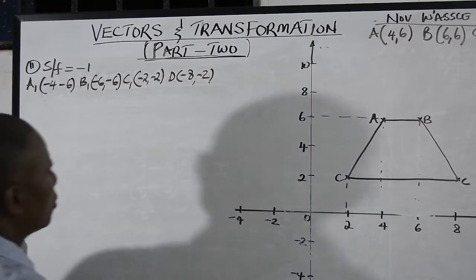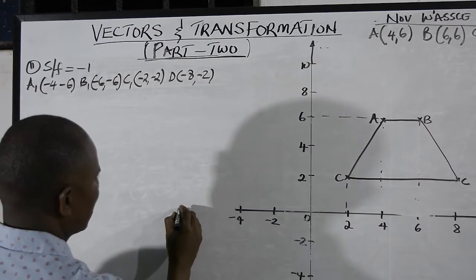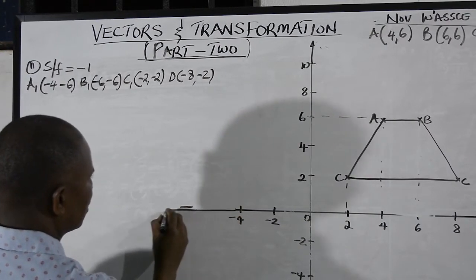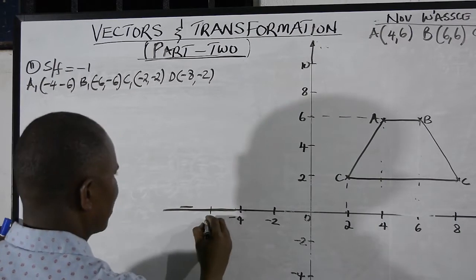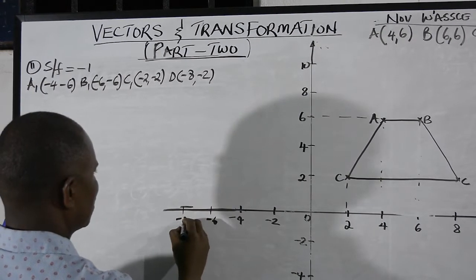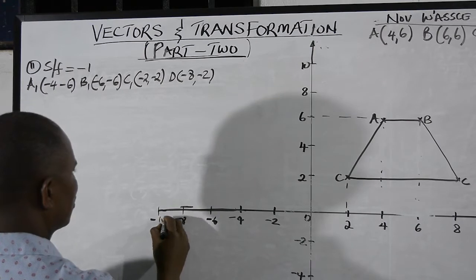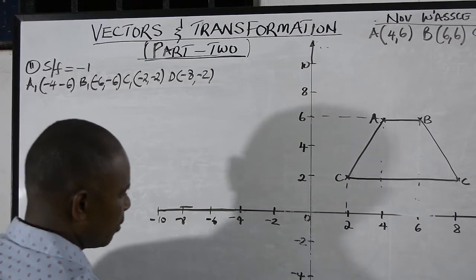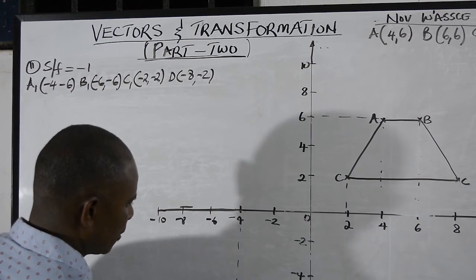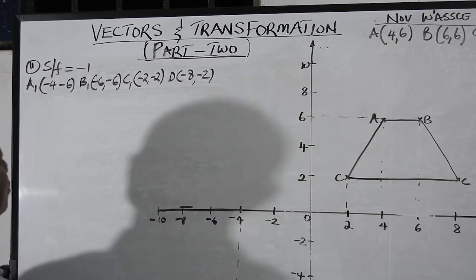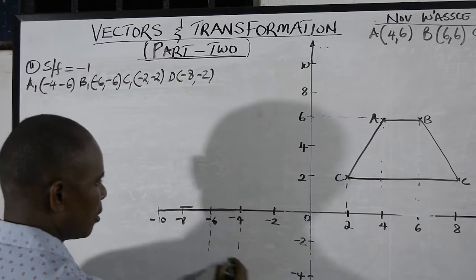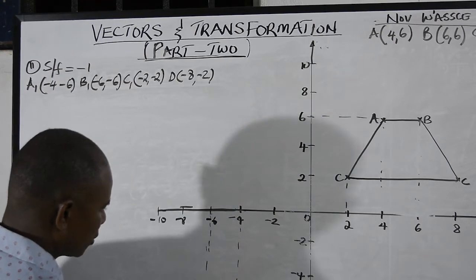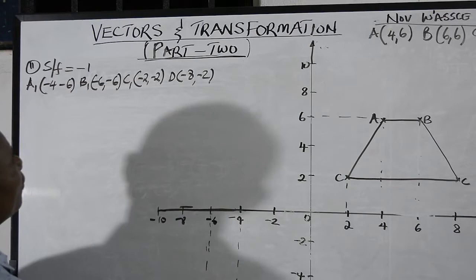We need to draw, so I can extend this line here because I need more coordinates in this area. I have -6, -8, then -10 in that order. Now I have -4, -6. This is -4, -6, which is here. This is A1. And we have -6, -6, that is B1. And you have -2, -2.